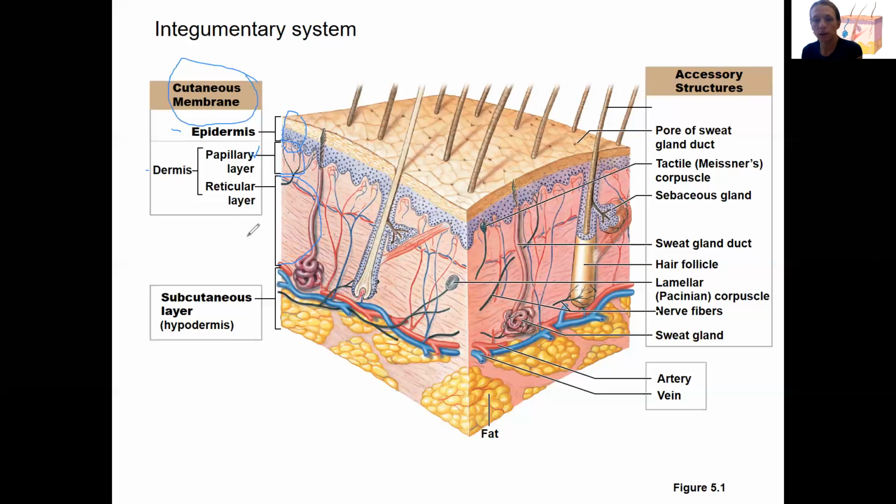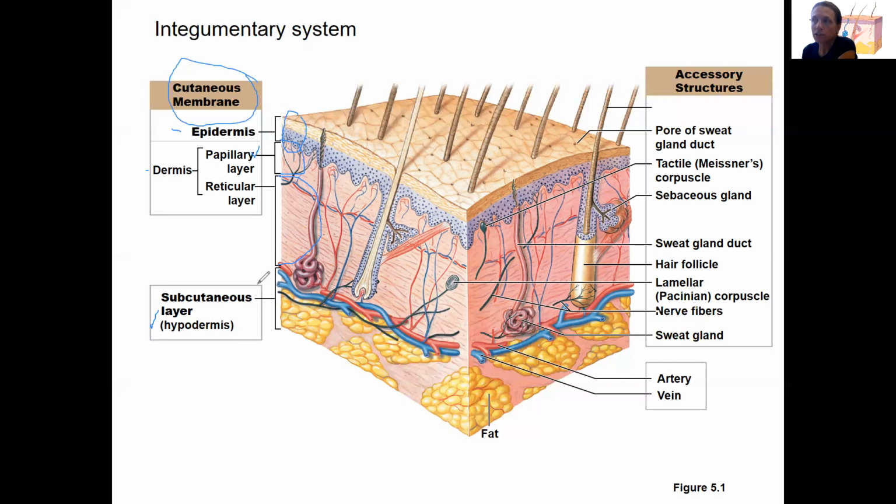Below the cutaneous membrane, there's the subcutaneous layer. The hypodermis is another name for this. So hypo, below, or low to the dermis. This actually isn't a part of the skin or integumentary system, but is associated with it. So I do want you to know it's here and draw it if I tell you to. This is adipose tissue, fat cells that are associated with many different organs underneath them.